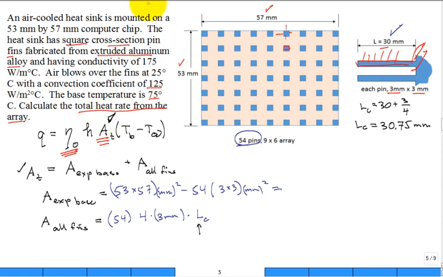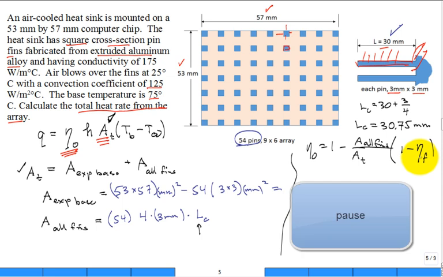But now let's continue on this problem and get the overall efficiency. Isn't it 1 minus an area divided by an area? It's the area of all of the fins. Hey, we just calculated that. Divided by the area total. Hey, we just calculated that. I'm glad we did a good job of calculating the areas. Then we multiply that by 1 minus the efficiency of a single fin. Is that equation correct? Can you find that equation in your equation sheet? I'm going to pause, walk around. You put your finger on that equation in your equation sheet.